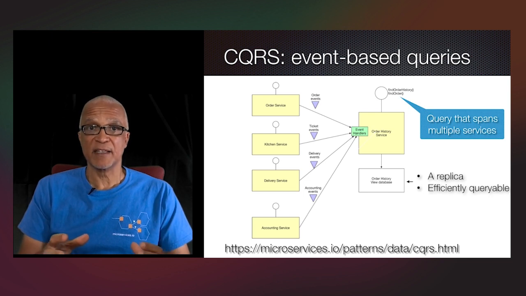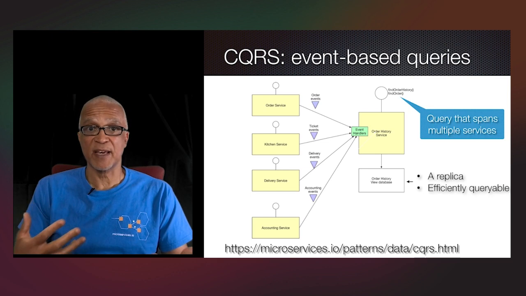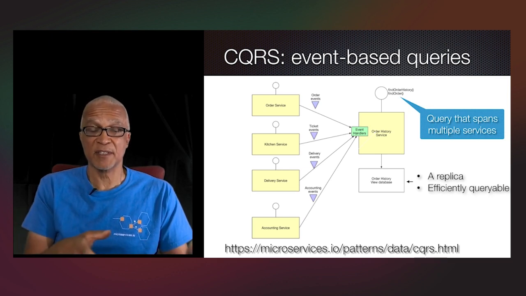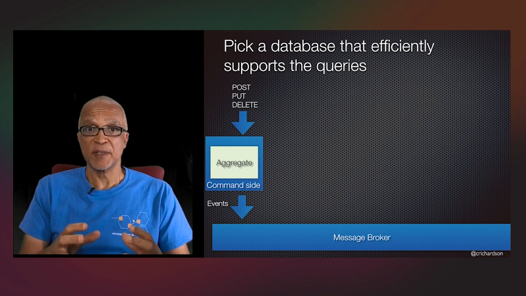Applying CQRS in a microservice architecture means that you have a dedicated data model, or in other words, a replica, for a query or a group of related queries. That replica is designed to implement those queries efficiently. The replica is kept up to date by subscribing to events that are published by the services that own that data. One key design decision that you must make is the type of database to use for the CQRS replica.